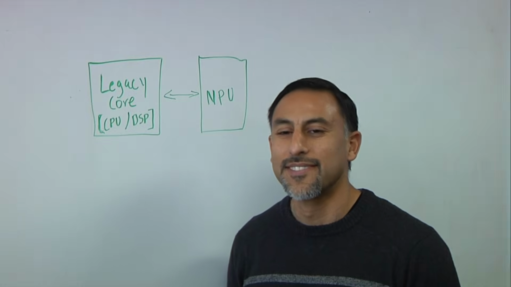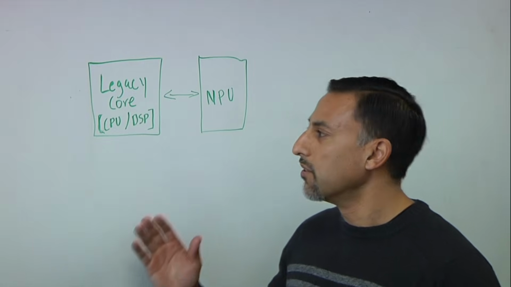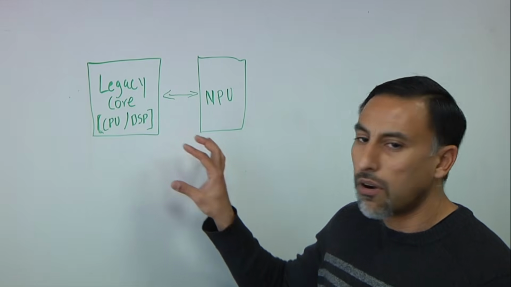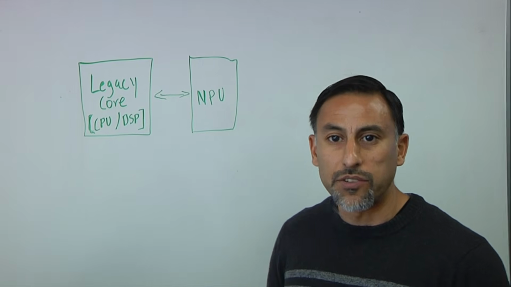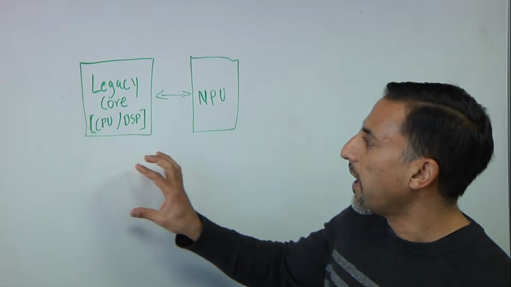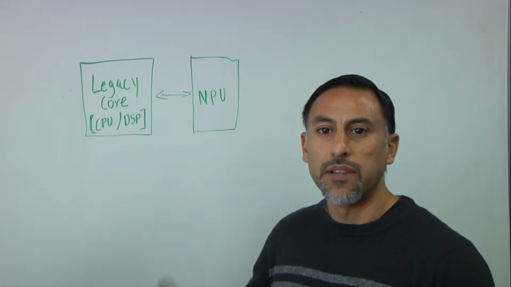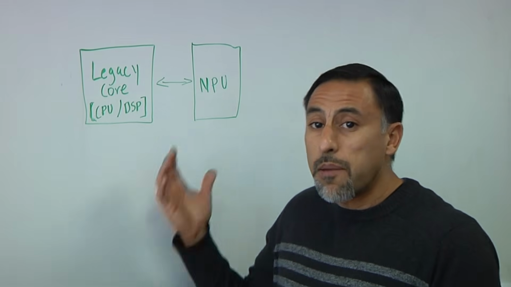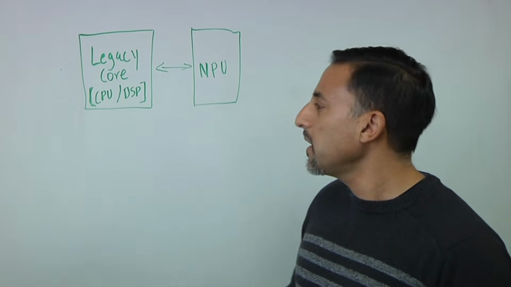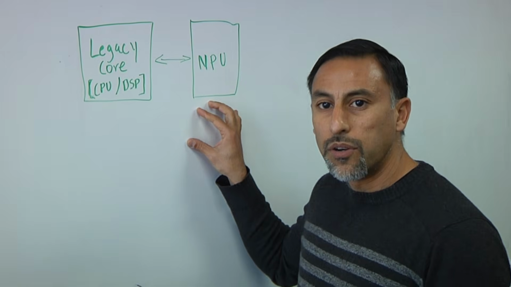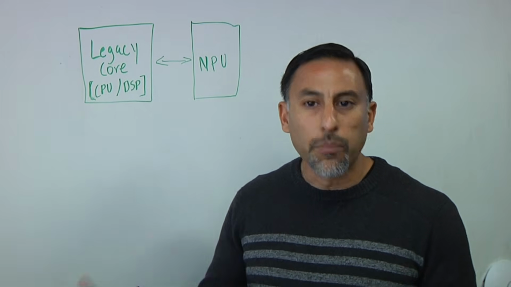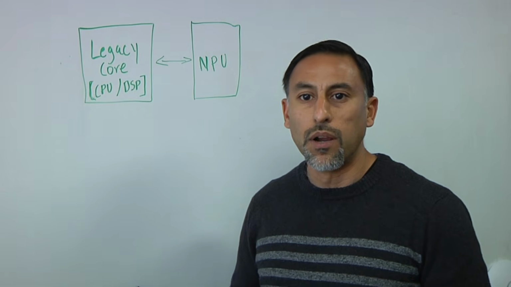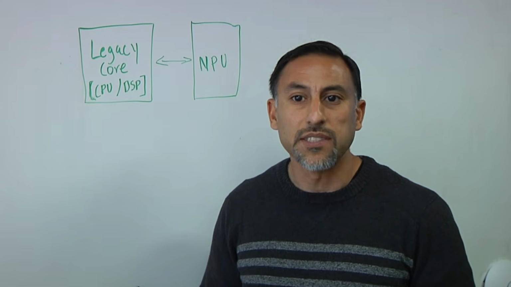Let's take a closer look. Nigel, what are we looking at? All right, so up here I have a very simple block diagram of what typical architectures for edge applications look like. Typically you have a legacy core, something like a CPU or a DSP, think an ARM Cortex-M or a Tensilica DSP, and then that is paired with an NPU, a neural processing unit. That's because most applications at the edge today are looking for the ability to process AI.